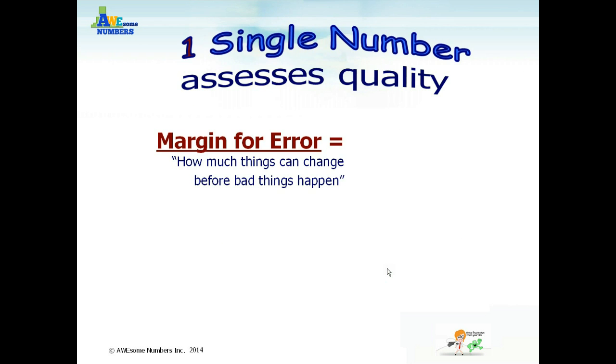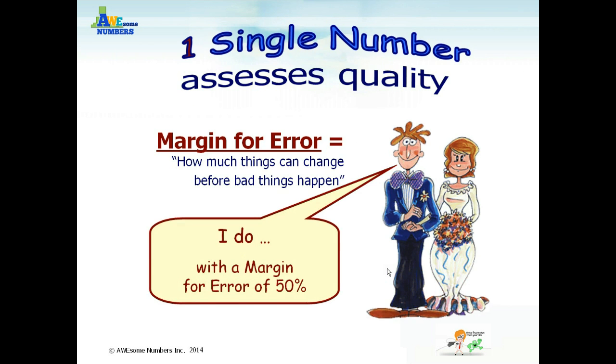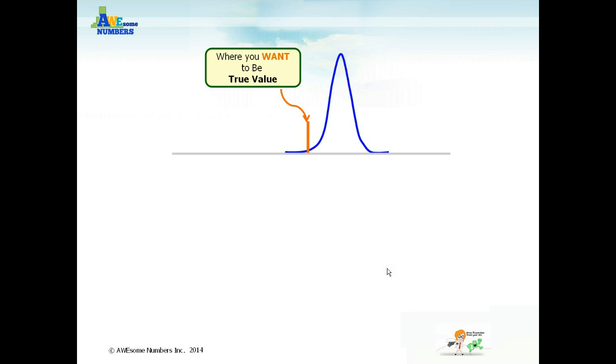Those four numbers determine analytical process quality. All of them can be condensed into one single number: the margin for error. Margin for error is a term you're very familiar with. It's how much wiggle room you're allowed before bad things happen.